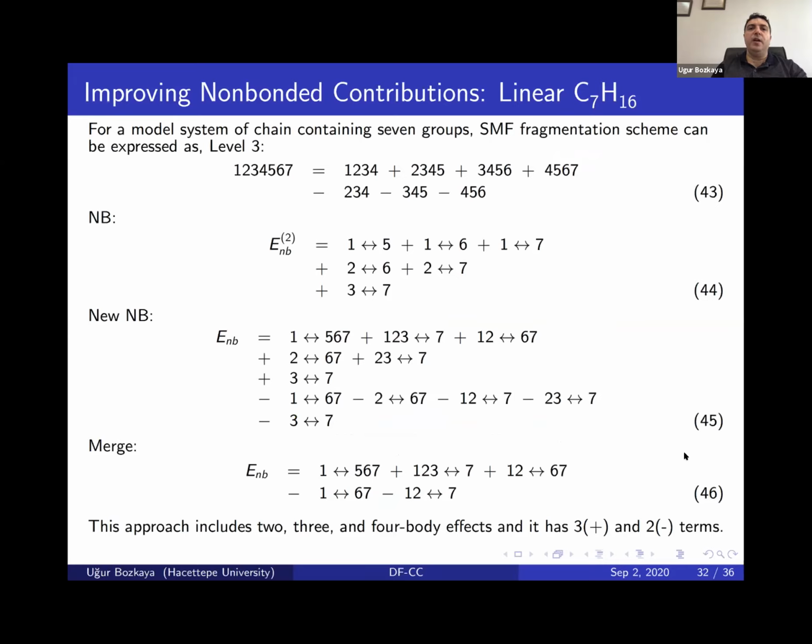Then, in order to improve the non-bonded contributions, we recommend a new non-bonded fragmentation scheme in addition to our new branched alkane scheme. So for the heptane molecule, this is the fragmentation for the bonded energy, and this is the non-bonded fragmentation scheme suggested by Collins. However, in this one, we only consider two-body interactions. And in order to improve it, we propose a new one in which we consider two-body, three-body, and four-body interactions, and we obtain much lower energies.